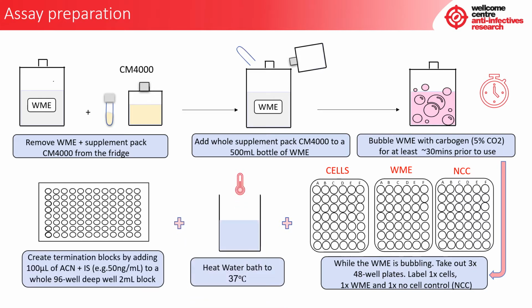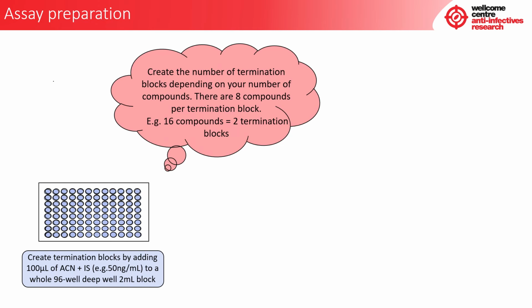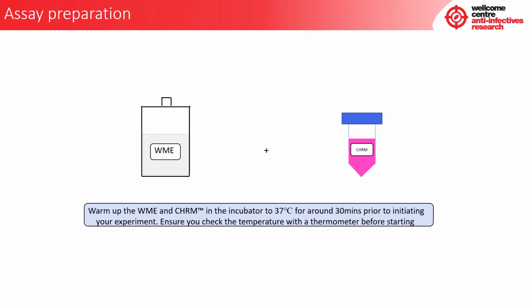You can also heat up your water bath at 37 degrees Celsius and create your termination blocks by adding 100 microliters of acetonitrile plus a suitable internal standard to a whole 96-well deep well 2 ml block. Create the number of termination blocks depending on your number of compounds. There are 8 compounds per termination block. For example, 16 compounds equals 2 termination blocks. Next, warm up your WME and CHARM in the incubator to 37 degrees Celsius for around 30 minutes prior to initiating your experiment. Ensure you check the temperature with a thermometer before starting.